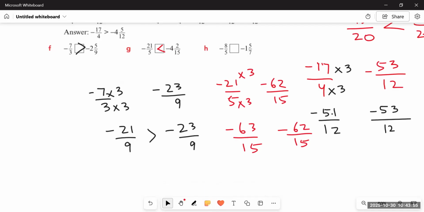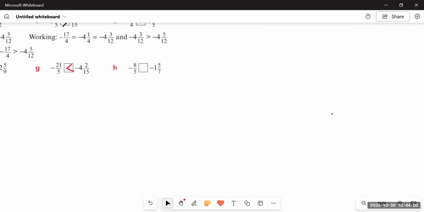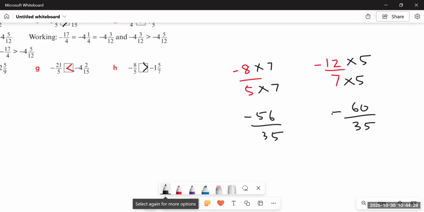For part H, it's minus 8 over 5 and 7 ones are 7, plus 5 is 12. So it's minus 12 over 7. We'll now multiply 7 by 5, 5 by 7. So this becomes minus 56 over 35. And this one becomes minus 60 over 35. So out of these two numbers, which one is greater? It's minus 56. It means minus 8 over 5 is greater than minus 1 whole 5 over 7.